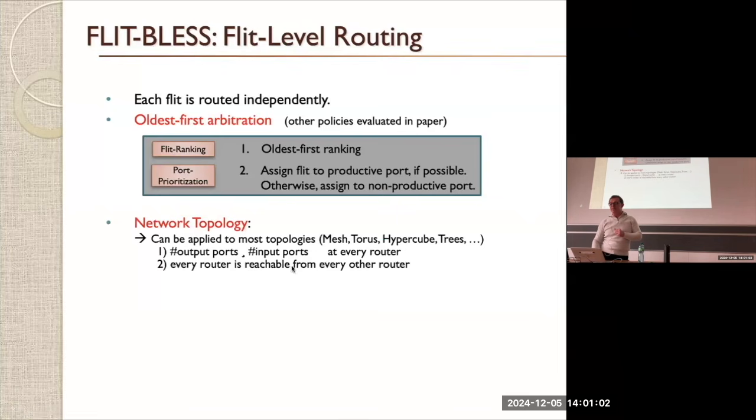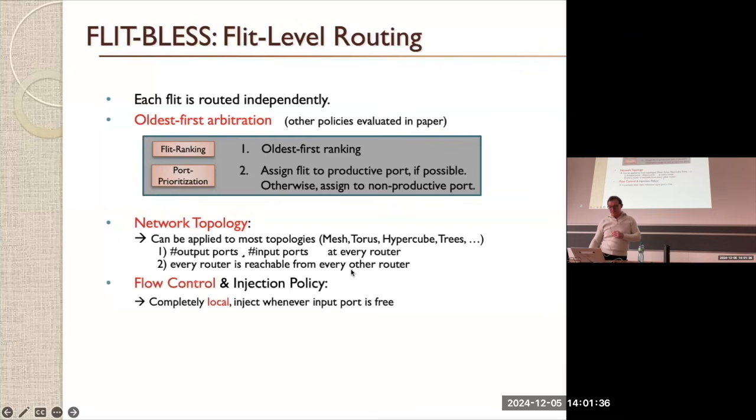Then the question, of course, is can this be applied to any topology? Unfortunately, not every topology, but most topologies that are implemented today. The number of output ports needs to be greater than or equal to the number of input ports. If you have fewer output ports than input ports, then you have a problem. You don't have enough buffering. What's the definition of buffering here? You're really buffering packets on links right now. You're using the links to buffer things. And every router needs to be reachable from every other router, of course.